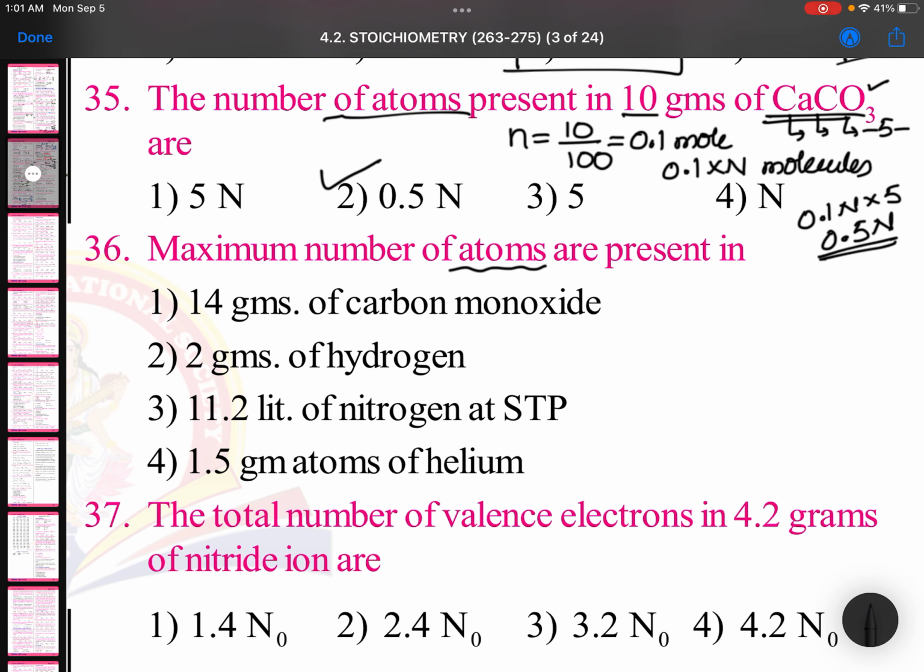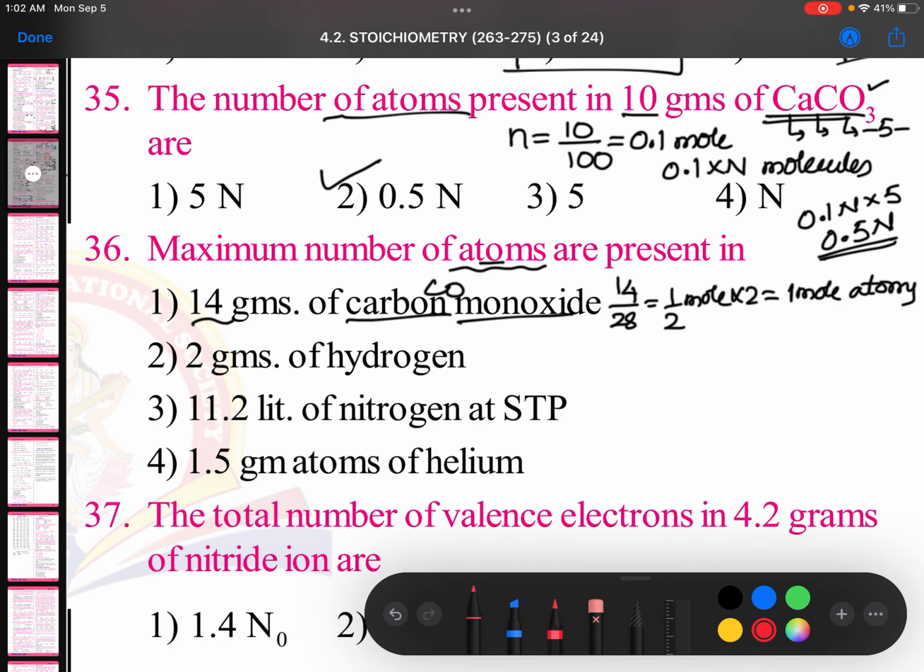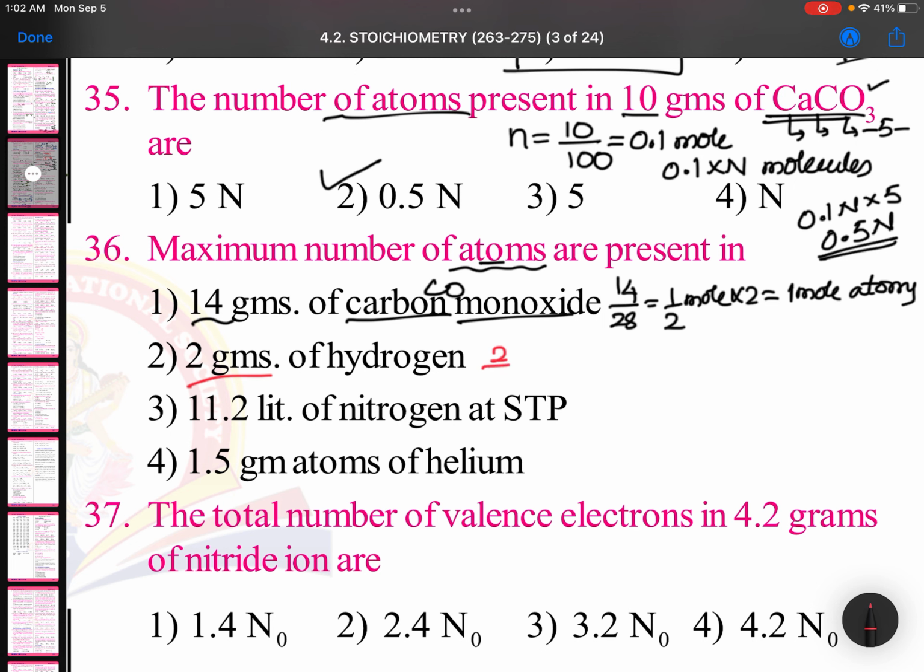Maximum number of atoms are present in 14 grams of carbon monoxide means 14 by 28 is equal to 1 by 2 mole. Each carbon monoxide molecule contains 2 atoms. He is asking atoms here. So into 2, that is equal to 1 mole atoms. Check all like this. 2 grams of hydrogen, 2 by 2 is equal to 1 mole. Hydrogen means H2, 2 atoms are there. So 2 mole atoms.